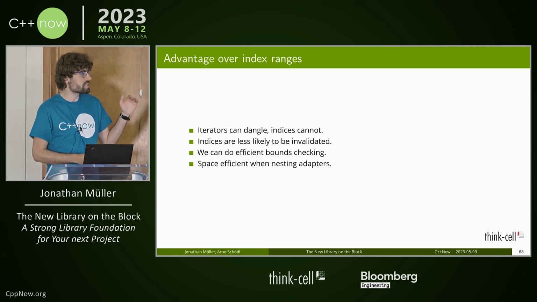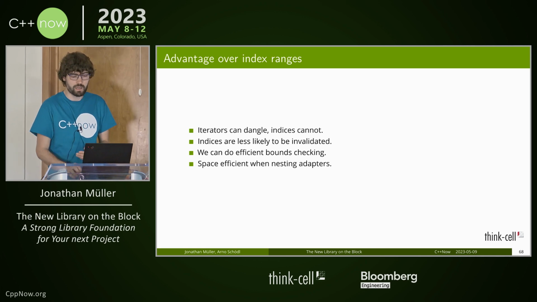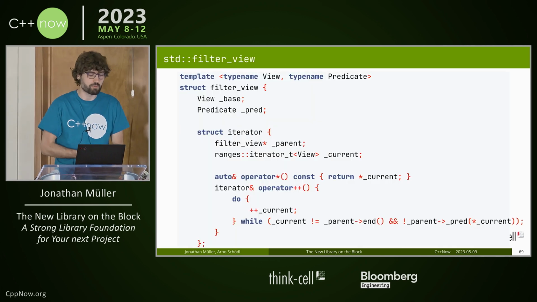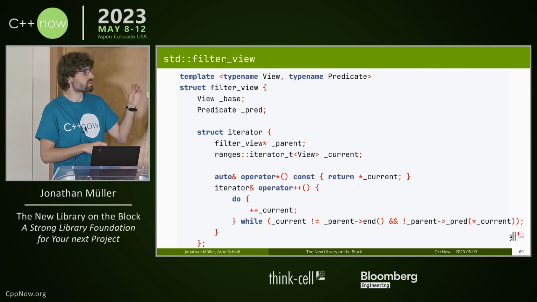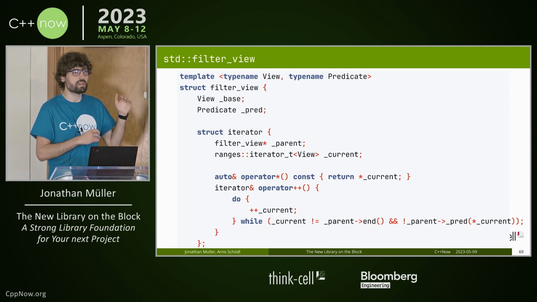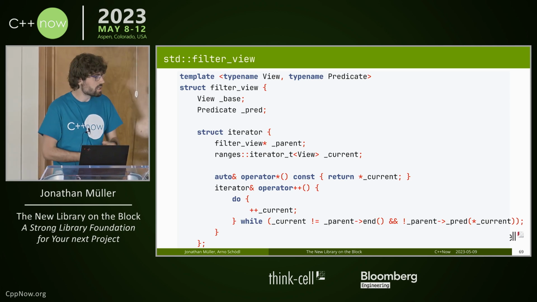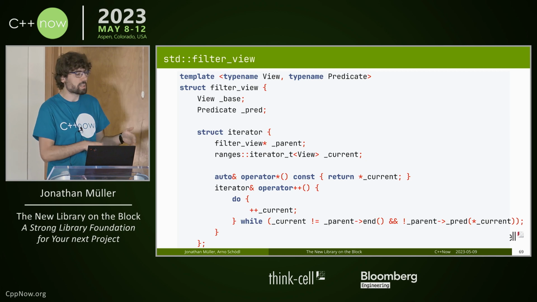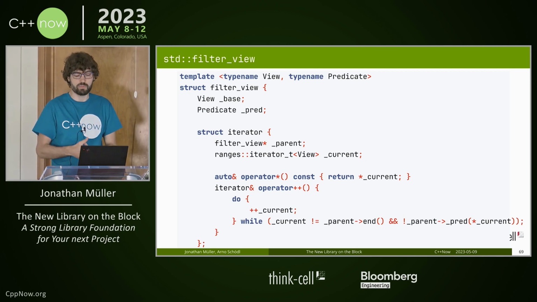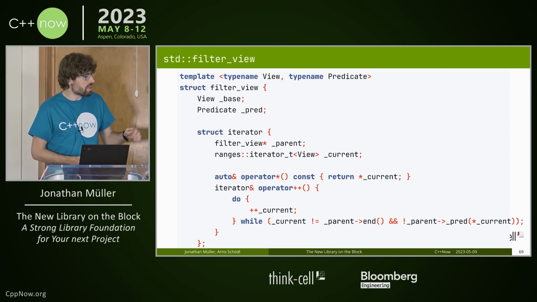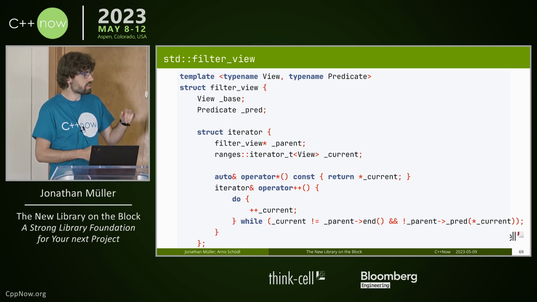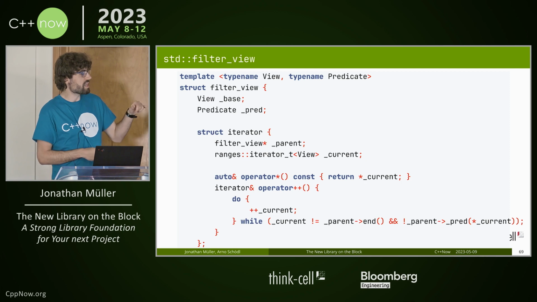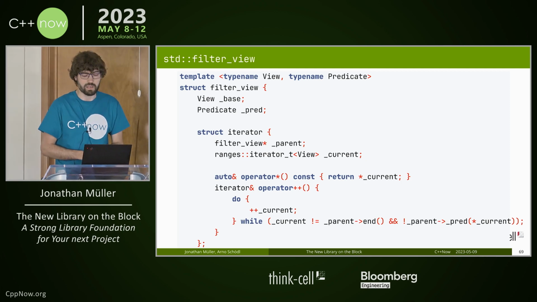And finally, it's space efficient when we are nesting adapters. For that, consider filter view. This is a simplified version of what the standard has. We've got the view, which stores the base view and the predicate. And then each iterator stores a pointer to the parent and the current underlying iterator. Dereference then just forwards, and increment just increments until we find one where the predicate matches. And so in the increment operator, we need the parent pointer to get access to both the end and the predicate of the underlying view.